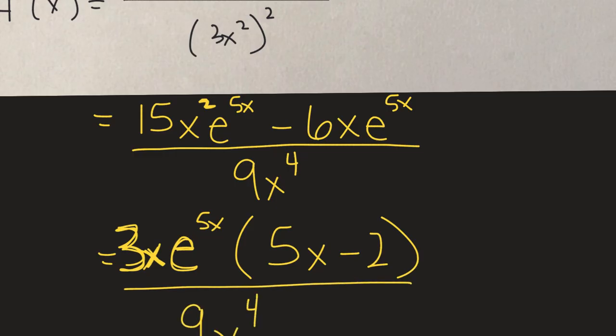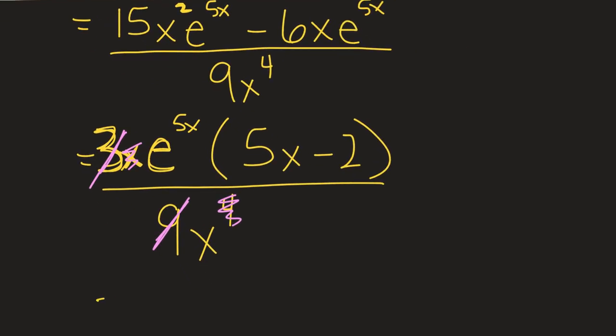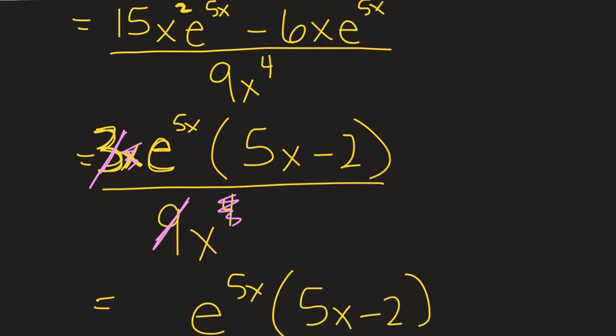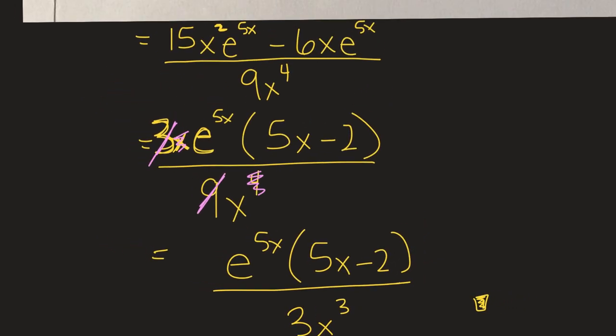Okay, because there's some things that we can simplify here also. We can do 3 divided by 9, right? This reduces. We can get rid of one of these x's with one of those x's. And I believe our most simplified answer is going to be e to the 5x times 5x minus 2 divided by 3x cubed. I think that's going to be as far as we can go algebraically.